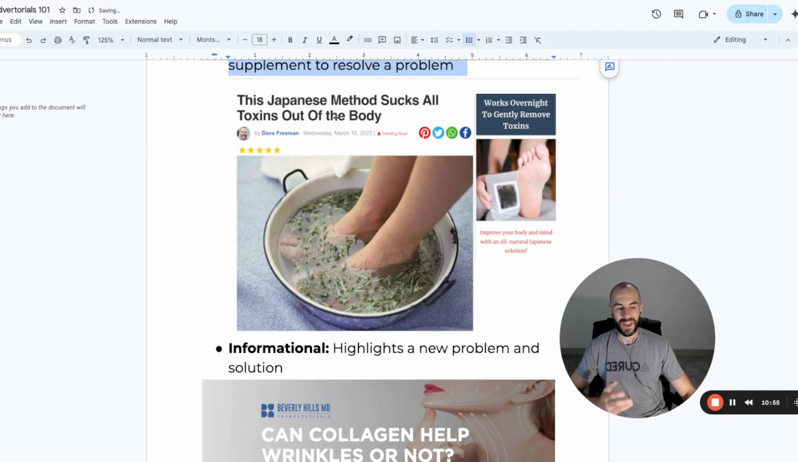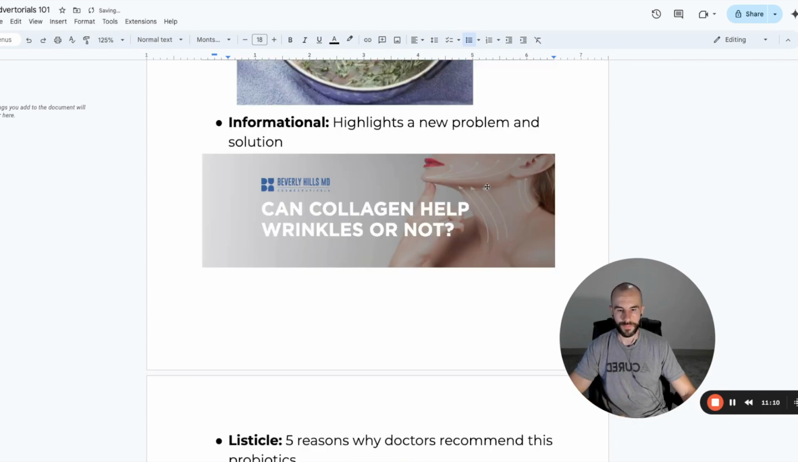So you can see an example here of a high converting headline and then a weird, kind of shocking hero image that doesn't make a ton of sense. Over off to the right, works overnight to gently remove toxins. We have this person's foot and then this black patch obviously showing the toxins that have been sucked out.